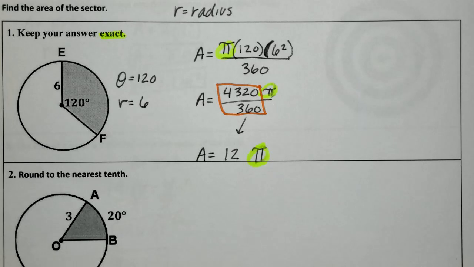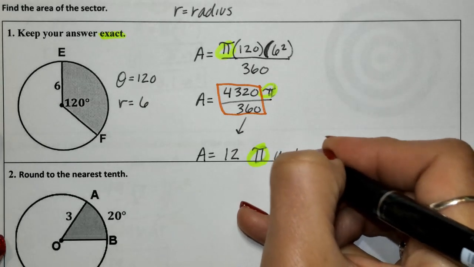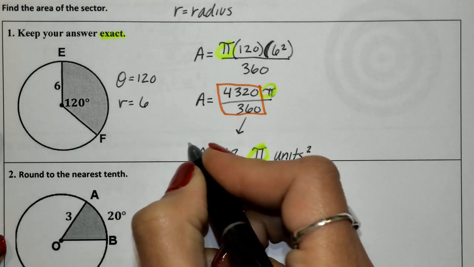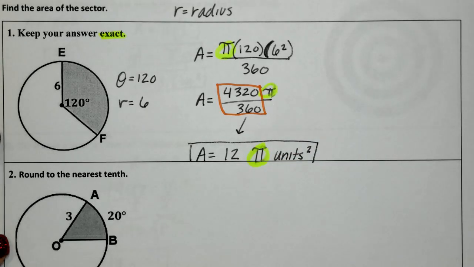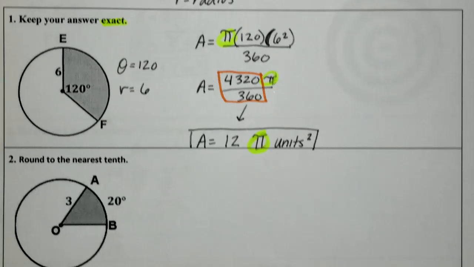It is sector area. Area is squared. This one doesn't have inches or anything, so we'll just call it units squared. Rewind if you need to, please.